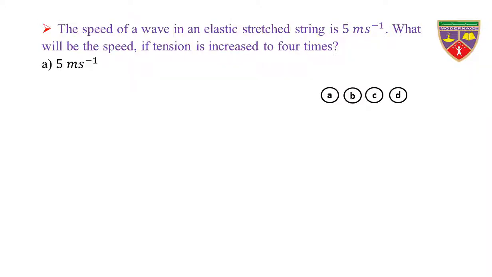Option A 5 meters per second. Option B 10 meters per second. Option C 15 meters per second. Option D 20 meters per second. The key is 10 meters per second. Therefore, the correct option is B.